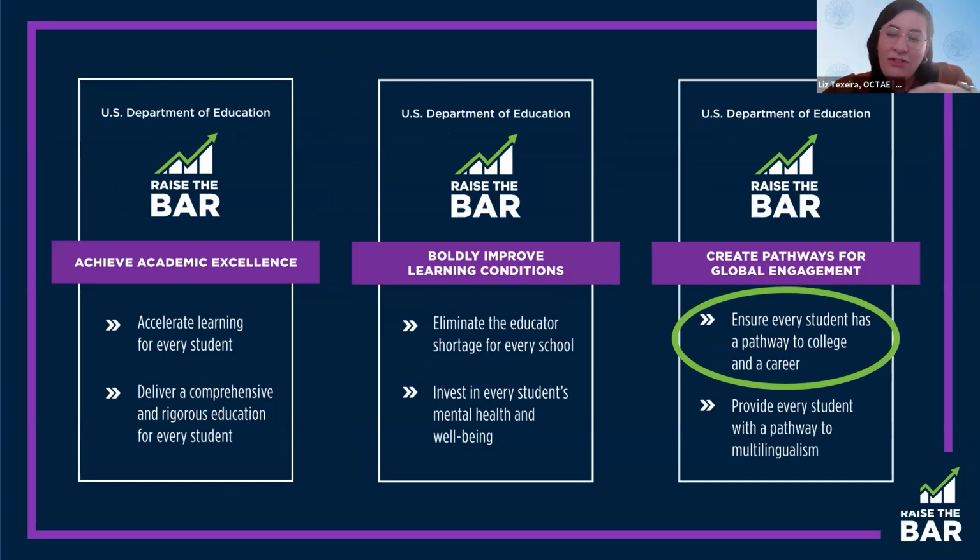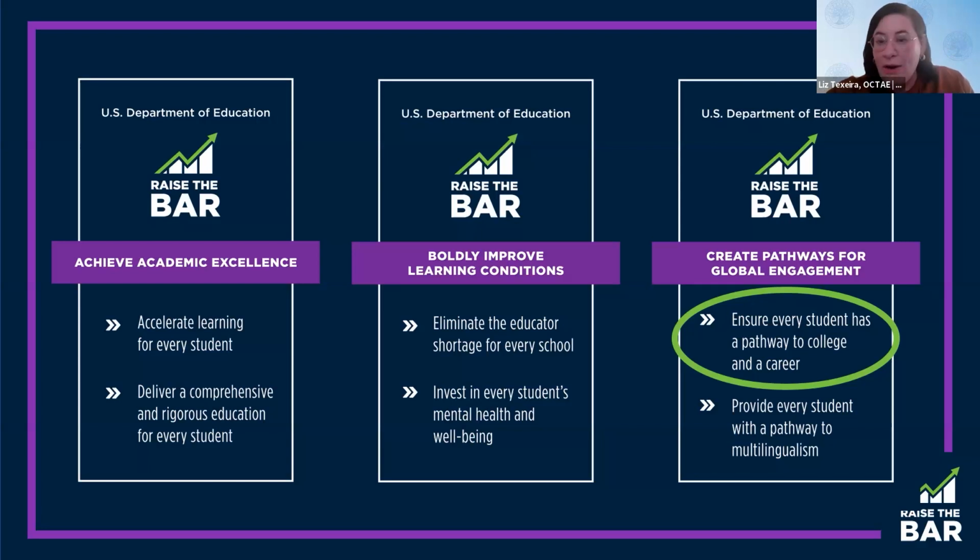You'll notice that all of these data points can be tracked back to data we have seen over the past couple of years coming out of our educational systems. And then finally, creating pathways for global engagement. That is where I find myself in this initiative. Ensuring that every student has a pathway to college and career is one of our priority initiatives at the department. We'll talk more about that in a second, but also around making sure that every student has a pathway to multilingualism. One thing Secretary Cardona is fond of saying is that multilingualism is actually a superpower, right? We need to be doing everything in our power to make sure our students have access to multiple languages and the exposure they need to be successful with whatever they choose to do next.